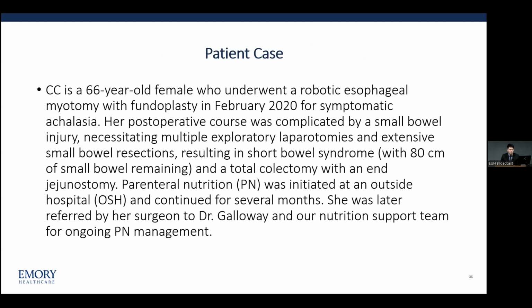So patient CC is a 66-year-old female who underwent robotic esophageal myotomy with fundoplication in February 2020 for symptomatic achalasia. Her post-operative course was complicated by a small bowel injury, necessitating multiple exploratory laparotomies and extensive small bowel resections. This resulted in short bowel syndrome with 80 centimeters of small bowel remaining, and a total colectomy with an end jejunostomy. Parenteral nutrition was initiated at an outside hospital and continued for several months. She was later referred by her surgeon to Dr. Galloway and our nutrition support team for ongoing PN management.